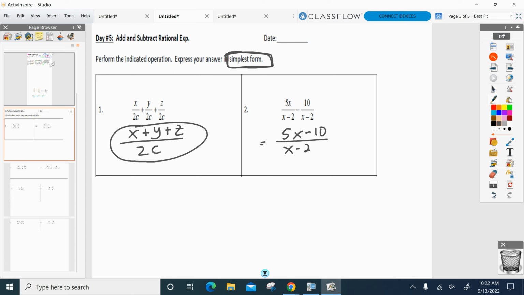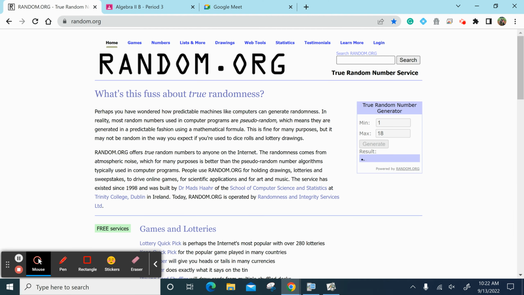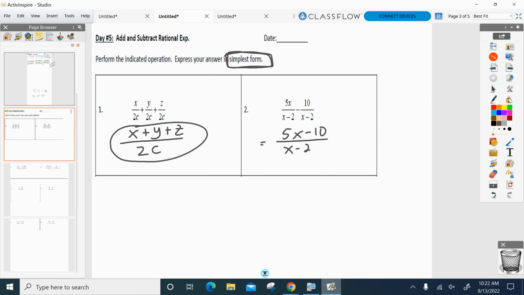Can I factor the numerator? Yeah, you're darn right. How? Here we go. What can I do on top?